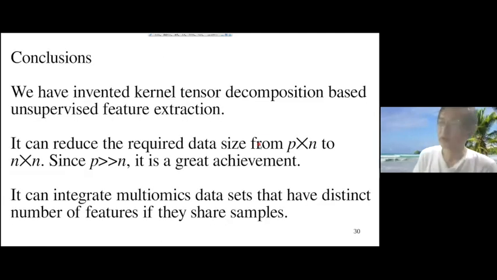So, conclusions. We have invented kernel tensor decomposition based feature extraction, and it can reduce the required data size from P to N. P is a huge number, but we now have only a small tensor whose size is something like 10 times 10. And it can also integrate multiple datasets. Individual omics datasets have a great variety in the number of features, and it is a very useful method.